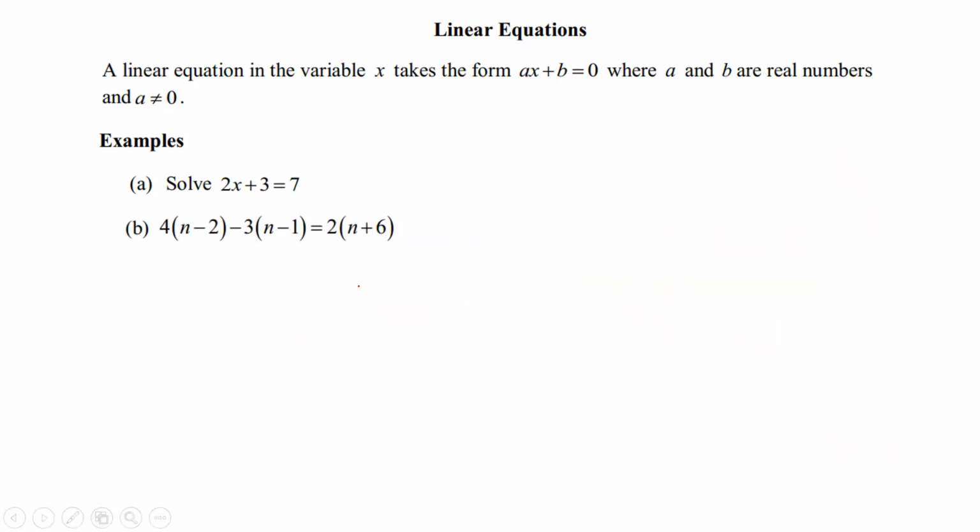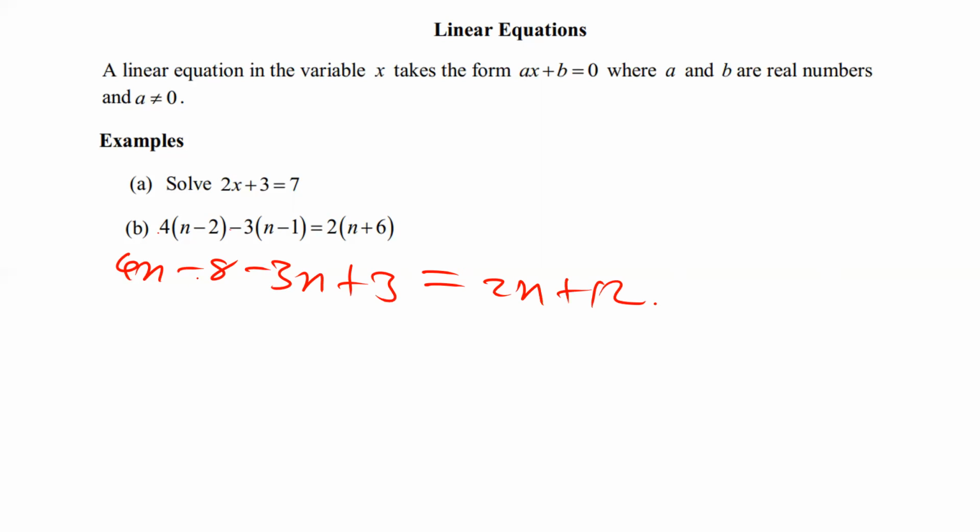Okay. So we also have this simple question here. This simple question just requires us to simplify. The first thing that we need to do is to multiply 4 throughout the brackets. So 4 times n gives us 4n. 4 times negative 2 gives us negative 8. Negative 3 times n, you have negative 3n. Negative 3 times negative 1, we have positive 3. Then this is equal to 2 times n, that will give us 2n. 2 times 6 gives us 12. So we just pair the like terms.